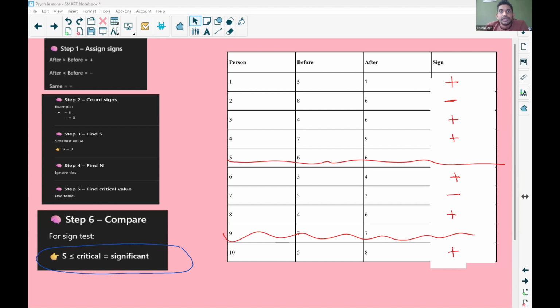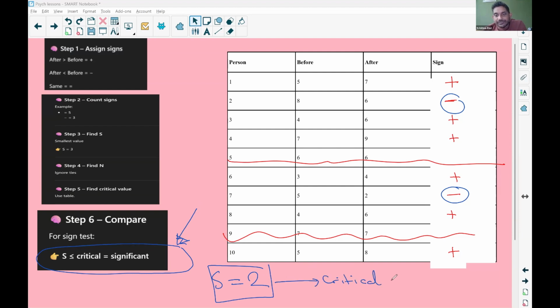Then we looked at the one that had the least amount of signs, which was negative. That is what our S is. And it is that we will evaluate in step 6 against the critical value, which we would have found in step 5. The critical value is just something that is given to us, which we'll look at in the next video.